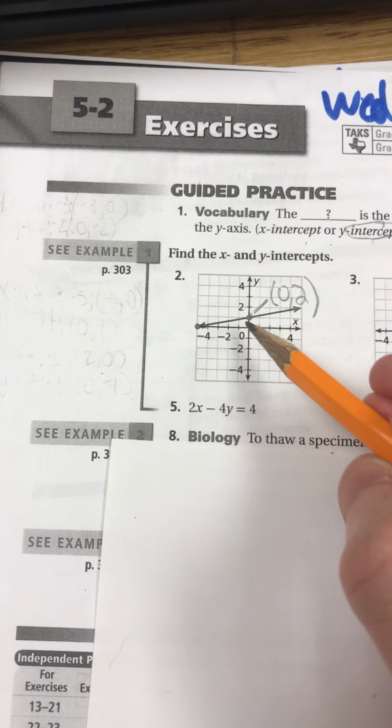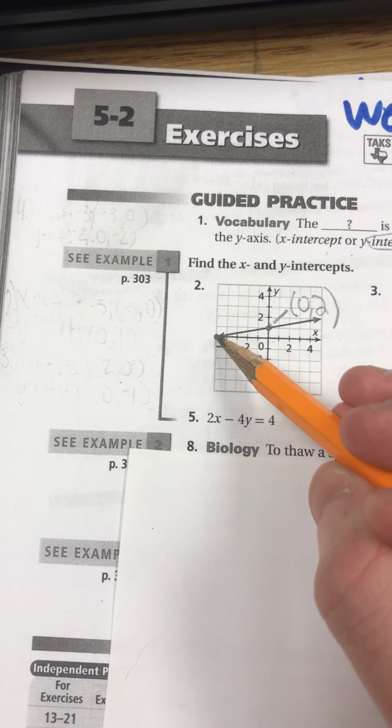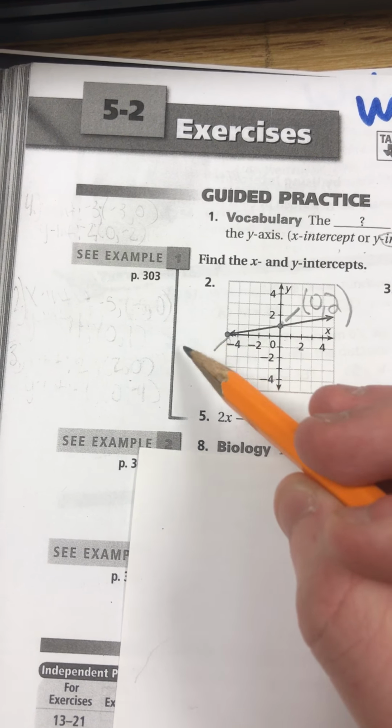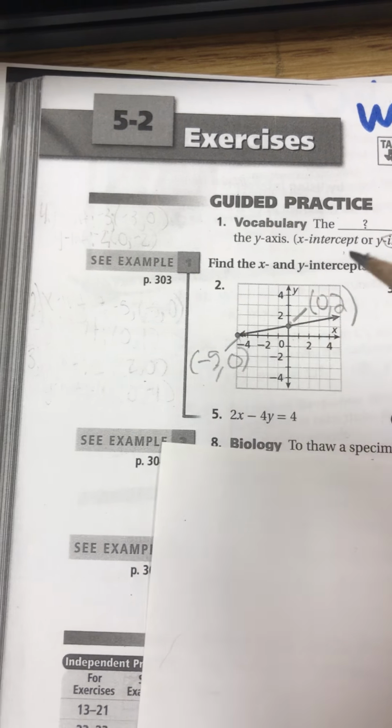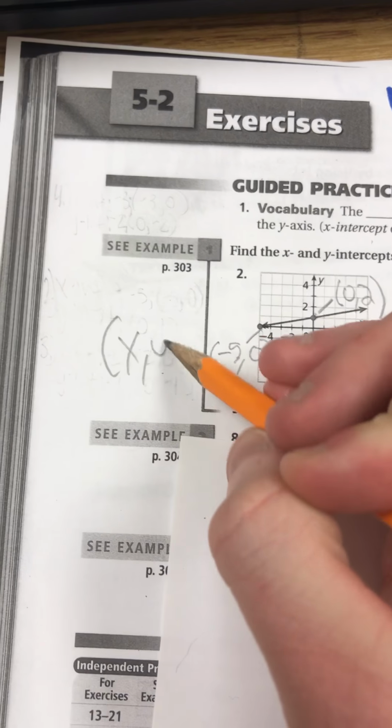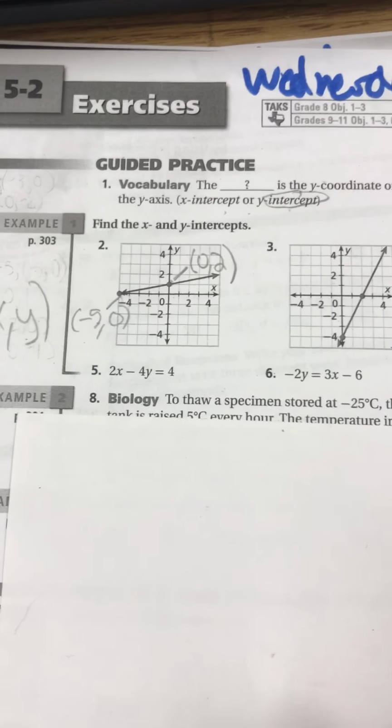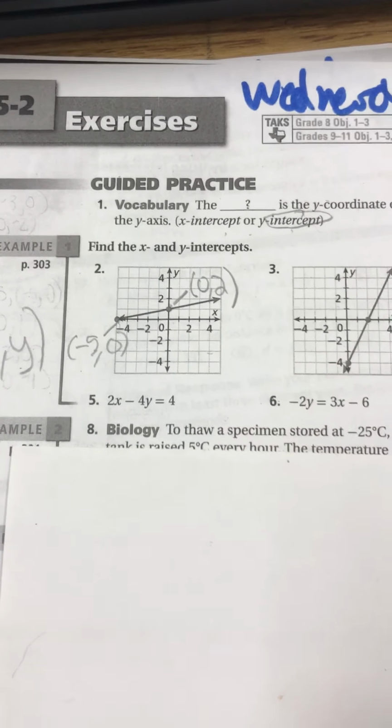Now for your x-intercept, it's the point where the line crosses the x-axis. So it would be right here, or -5, 0. Because always remember, ordered pairs are x, y. Always got to remember that. All right, so that's how we figured it out from a graph.